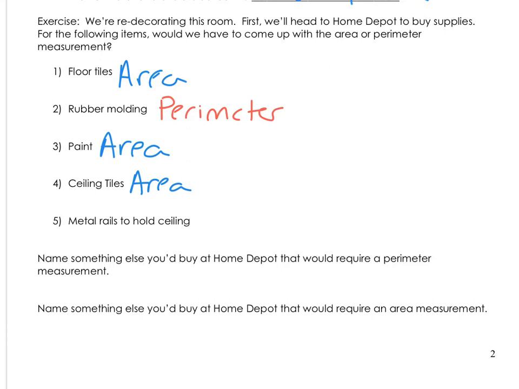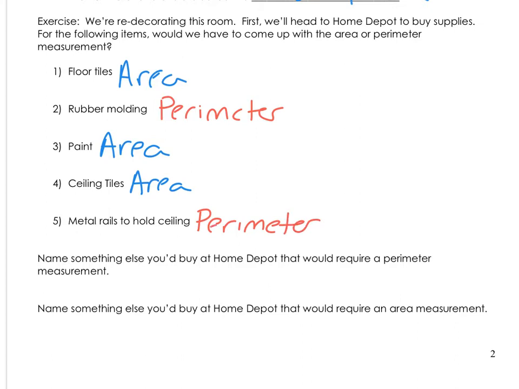Now, if we think about it, the metal rails, so those square or rectangular ceiling tiles are held in with metal rails. If we were going into Home Depot and we had to decide, well, how many of those metal rails would we have to buy? We'd actually have to find the perimeter of all of the square tiles.